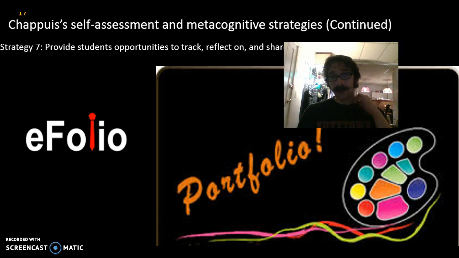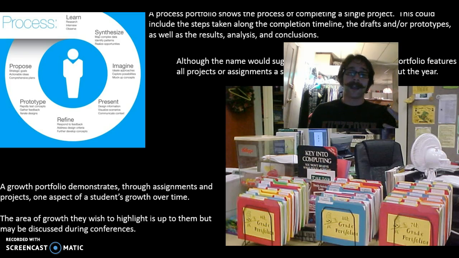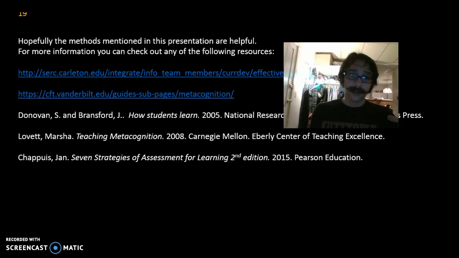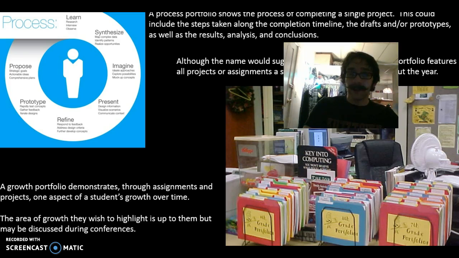Students should also be able to track their work, reflect on, and share their learning process. Chopuis's 7th strategy is really all about metacognition in terms of students being able to track what they do and track their progress. A process portfolio is one kind of way that students can track their growth, and it allows them to see their process as they work on a single project. There's also project portfolios, which contain all of the projects that they worked on through the year. And there's growth portfolios that show how they've grown in a single way, or through showing what they've done.